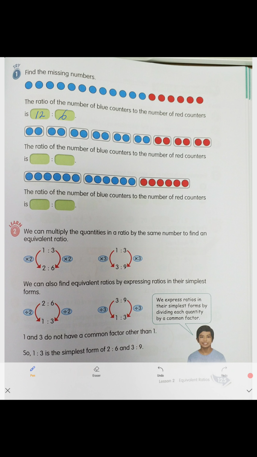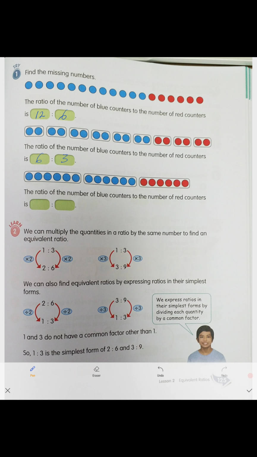So you can see you can simplify these numbers by grouping these blue and red circles into groups of 2. Now the ratio of groups: we have 6 groups of 2 and we have 3 groups of 2. So our ratio becomes 6 to 3. If you check these 2 ratios, we just divided both parts by 2. This is what we did. We grouped them.